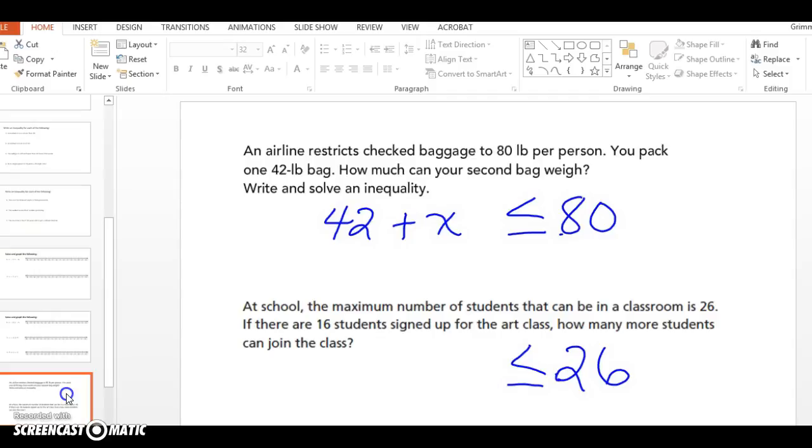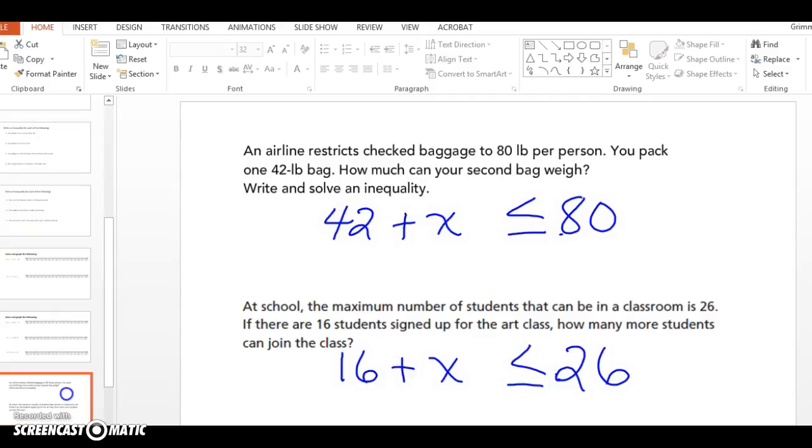Okay, and then how am I going to get this side to equal 26? 16 plus x, right? Because they could add 1 student, 2 students, 3 students, all the way up to 10 students, before it's equal. So that would be your inequality.